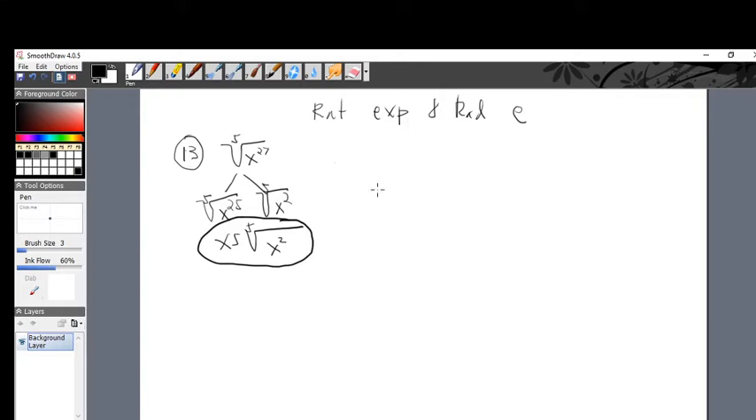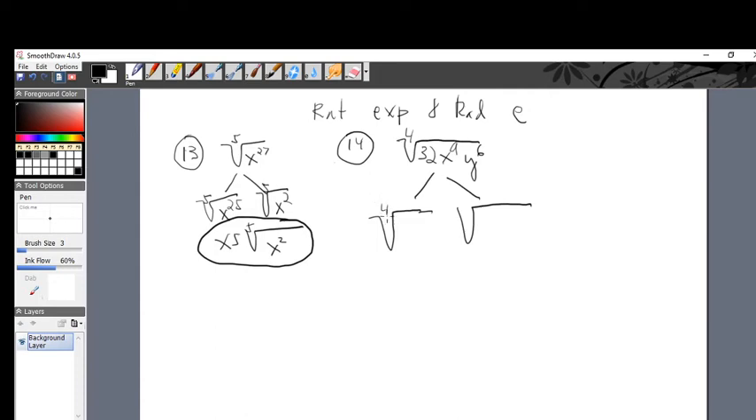Now we go to the next level. Problem number 14 looks like this. It's a little bit more complicated. What if you've got the fourth root, not a fifth root, but a fourth root, of 32 x to the 9 y to the 6? So it's got a number in it, it's got an x in it, and it's got a y to the 6. I've got to break this down into two pieces. I've got to put all the perfect fourth roots on the left and all the leftovers on the right-hand side.